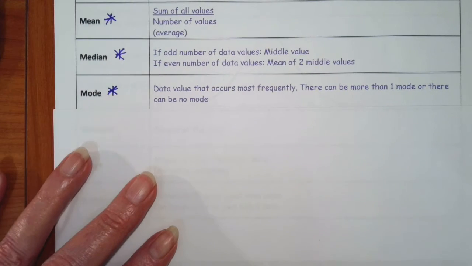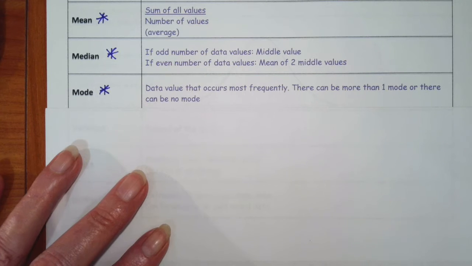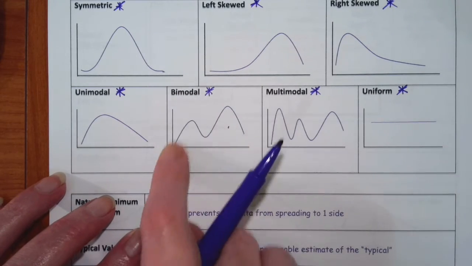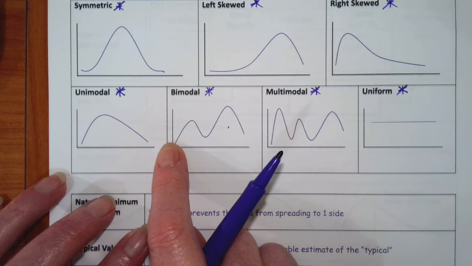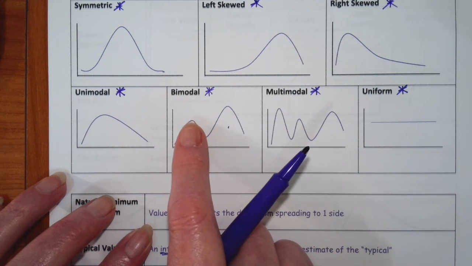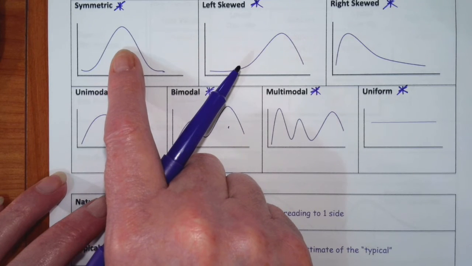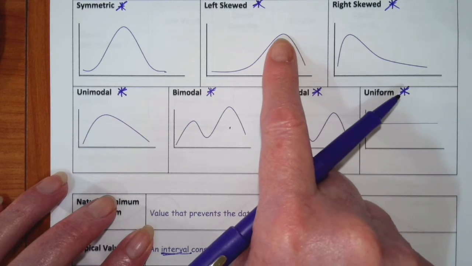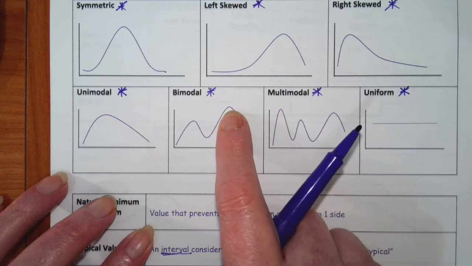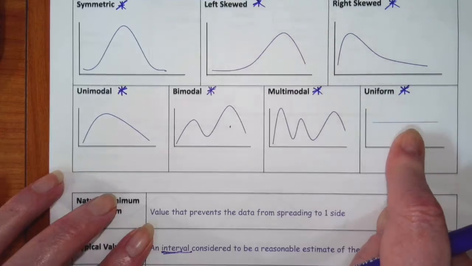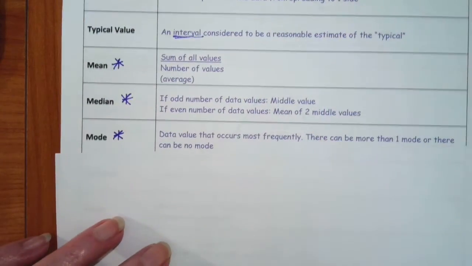And it's the data value that occurs most frequently. There can be more than one mode or there can be no mode. Now let's also think about the mode in terms of the graph. The mode is your peak because remember this is all frequency. Okay, so this would be a mode, your mode, your mode, and the highest one is your mode. Here's your mode, your mode. Uniform is, there is no mode.